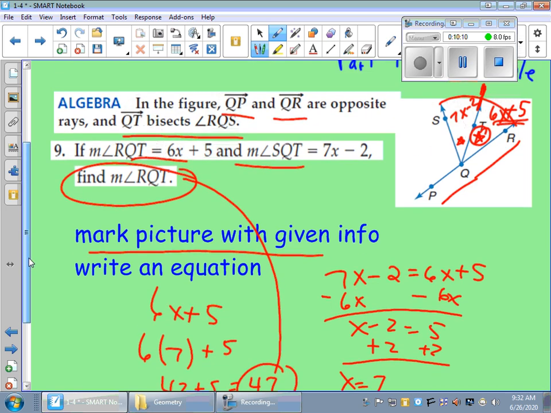Now again, from that, we know if this is 47, this is equal, so that's also 47. If we had to find the entire angle, what would we do? We would add those two up. 47 plus 47 would give us 94. So that's if they ask for the whole thing, which they will down the road.